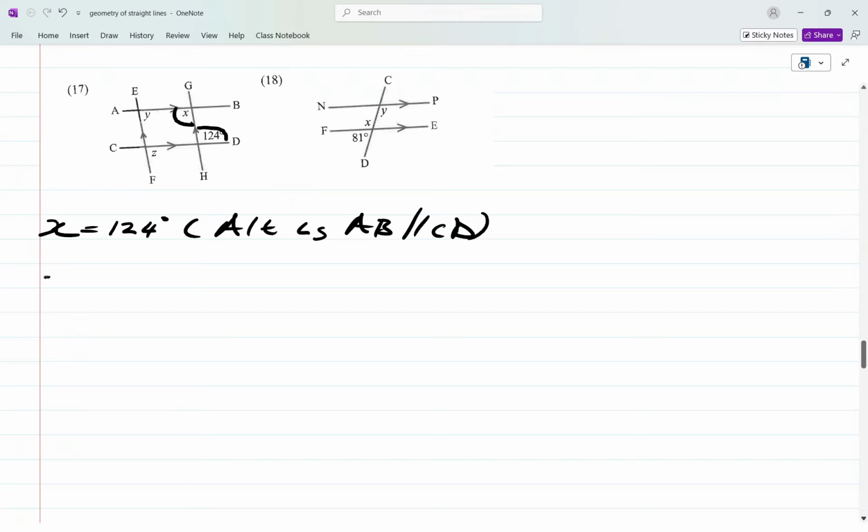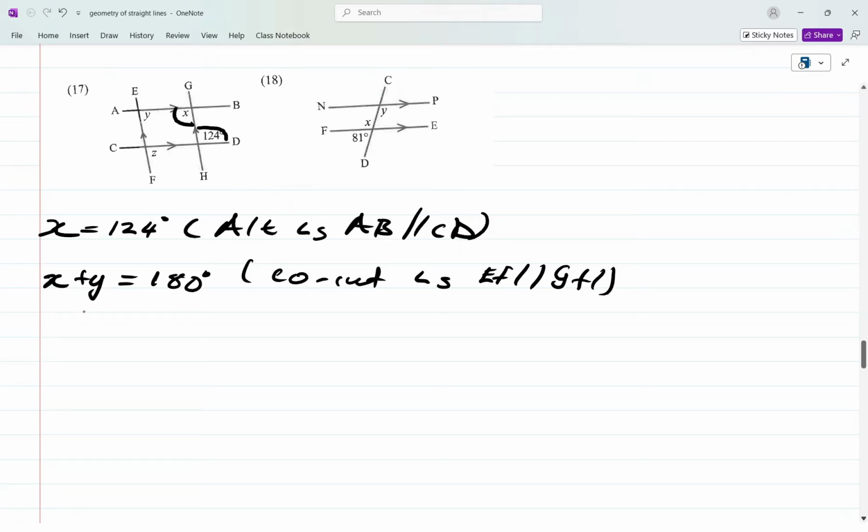Moving on to Y, I know that X plus Y, when added together, must give me 180 because of co-interior angles, with EF being parallel to GH. But I have calculated the value of X as 124. Then I'm going to replace X with 124. Then this is Y, and then I have 180 on the right hand side. Therefore, the value of Y will be 180 minus 124. And then the value of Y from your calculator will be 56 degrees.